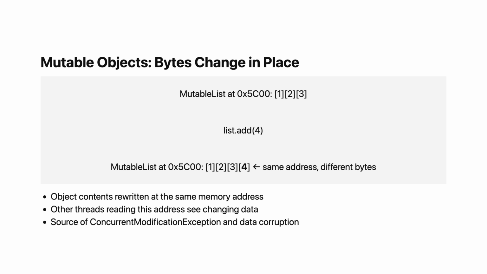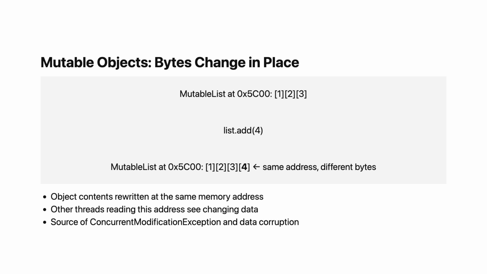If thread A is iterating through the list reading elements, and thread B calls add at the same time, thread A might read half old, half new data. You get a concurrent modification exception if you are lucky. You get corrupted silent data if you are not. The bytes are changing under your feet. That is the core problem with mutability in a concurrent world. It is not an abstract concept. It is literally about whether the bytes at a memory address can change while someone else is reading them.